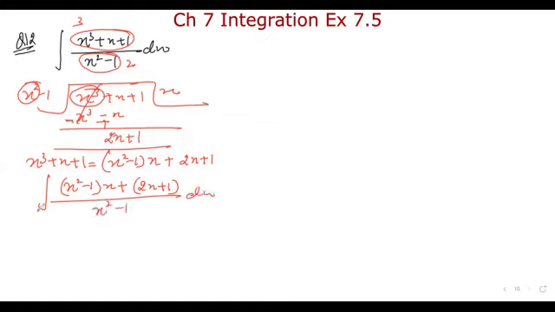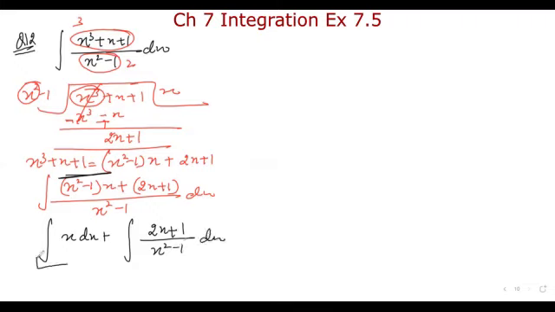Now we will split the numerator. Numerator को split कर देते हैं. So this and this will cancel. This will be only x into dx. And this term will be 2x plus 1 upon x square minus 1 dx. इसका इंटीग्रेशन तो हमें पता ही है कि x square upon 2 हो जाएगा. Here we have the factors 2x plus 1 upon x minus 1 into x plus 1 dx. तो इसके लिए हमें पार्शियल फ्रैक्शन करना पड़ेगा, तो हम इसका पार्शियल फ्रैक्शन कर लेते हैं.